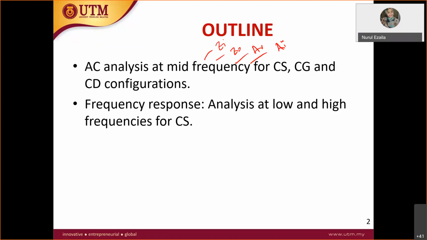All right, so common source is closely similar to the common emitter, if you still remember. Common gate is closely similar to the common base, and common drain is closely similar to the common collector. Okay, and next, at mid frequency, we are also going to analyze at low and high frequency, but this one only for common source, same like BJT, only for common emitter.